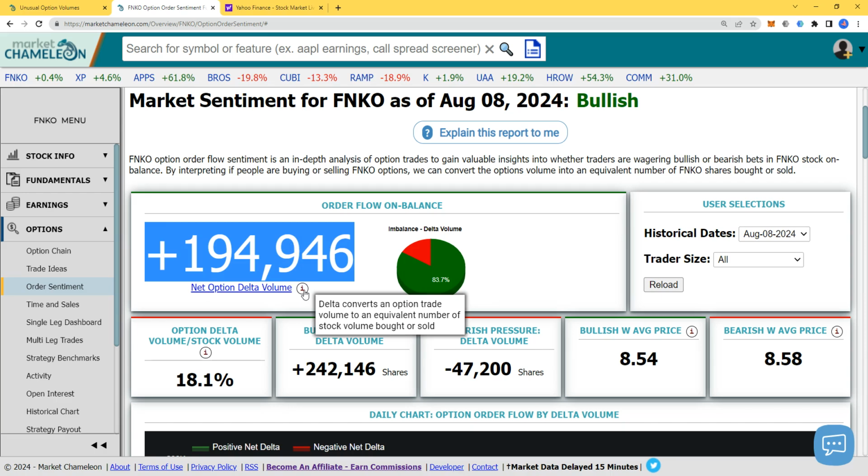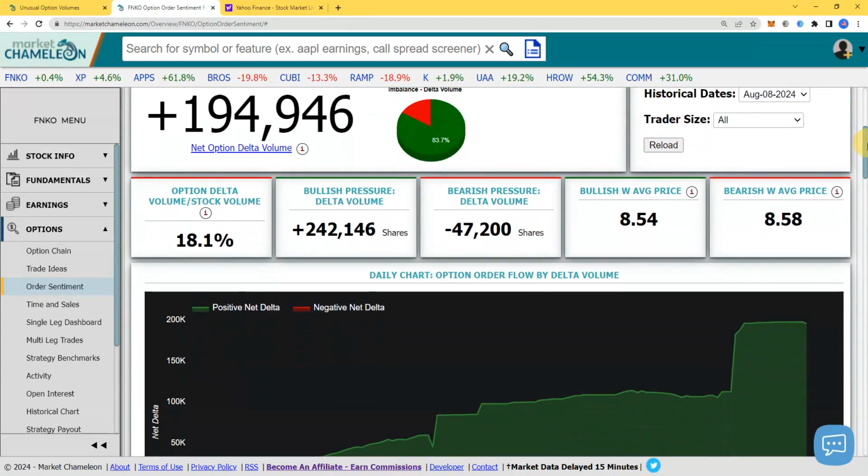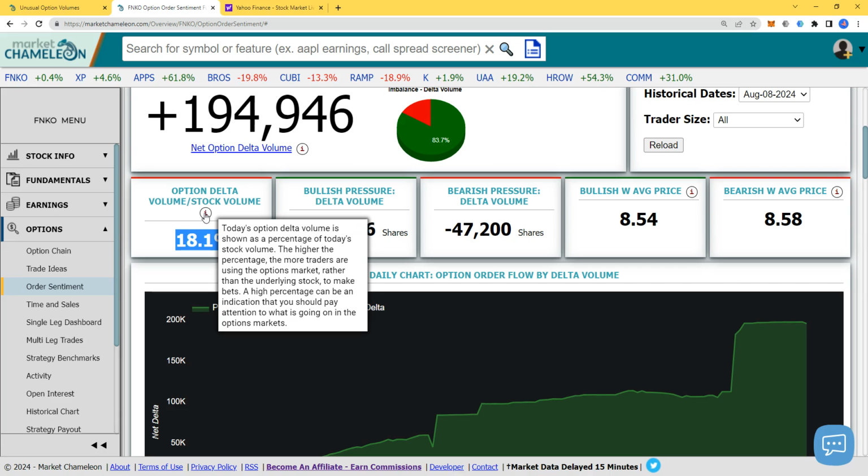Delta converts an option trade volume to an equivalent number of stock volume bought or sold. So 83% positive, okay. And then it tells you what's going on here. Option delta volume versus stock volume, 18%. Interesting. The option delta volume shown as a percentage of the stock volume.